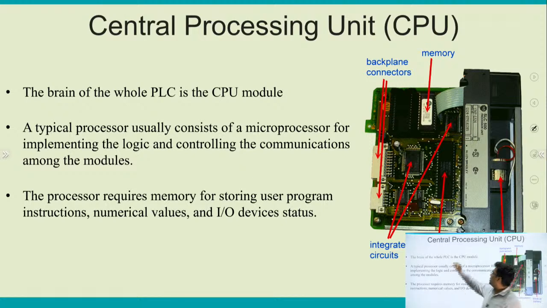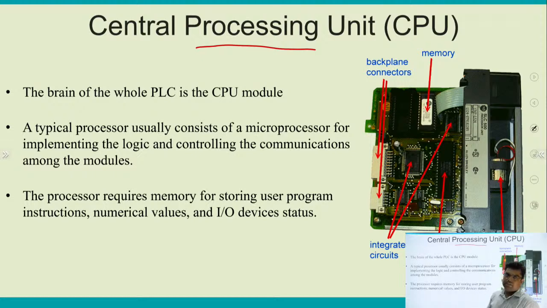Now the central processing unit. What is the central processing unit? This is the main unit of the PLC system. We can say this is the brain of the PLC system. Any process, any actuation in the industry or any system, we take decisions with respect to the CPU module. This is similar to any computer system having a CPU.